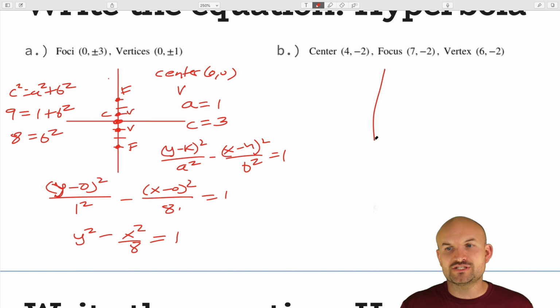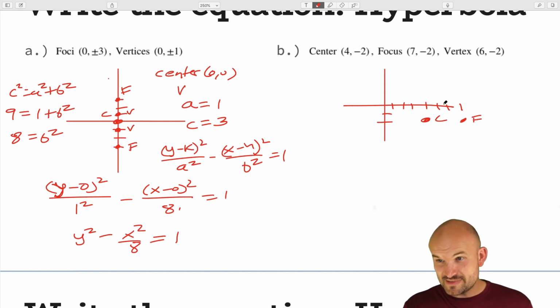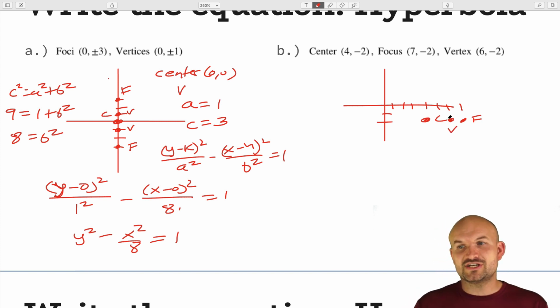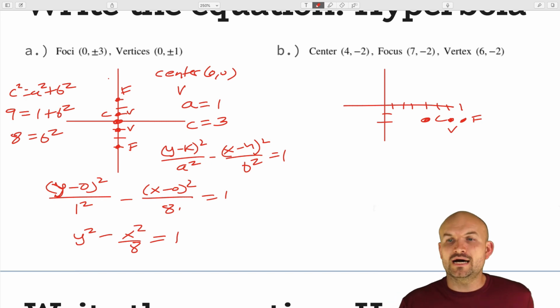So let's plot the information that we have. I have 1, 2, 3, 4, -2. There's my center. My focus is 1, 2, 3, 4, 5, 6, 7, 2. I think you're kind of getting the idea. And then my vertex is going to be at 6, 2. So hopefully you can see here's the center. I think you would agree that this is going to be a horizontal transverse axis. So I'm just going to put a nice little h here.